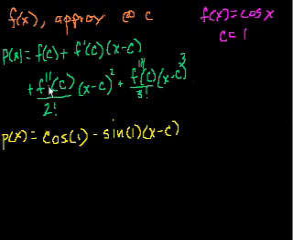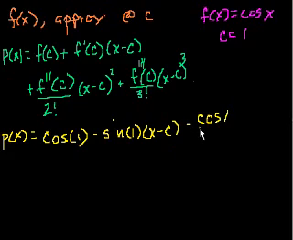And then plus the second derivative of x. Well, what's the second derivative? Well, it's going to be the derivative of minus sine, which is minus cosine of x. So it's minus cosine, but we're evaluating it at c. So this is actually going to be a number, right?